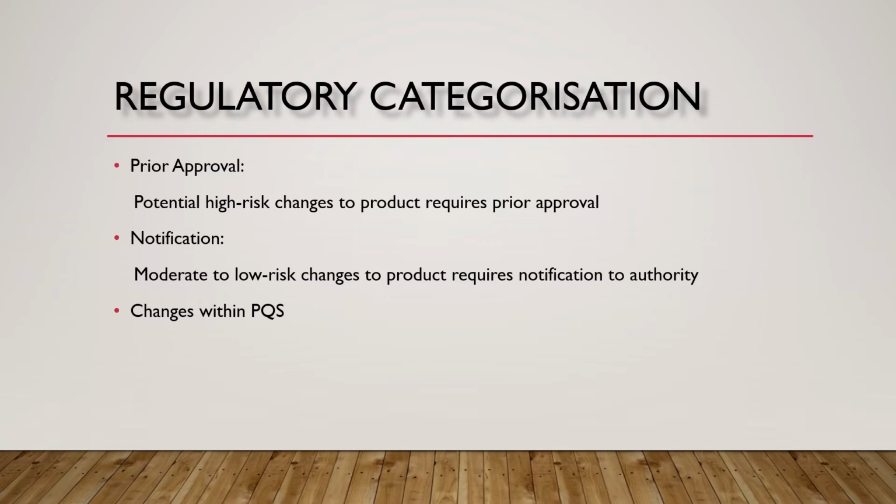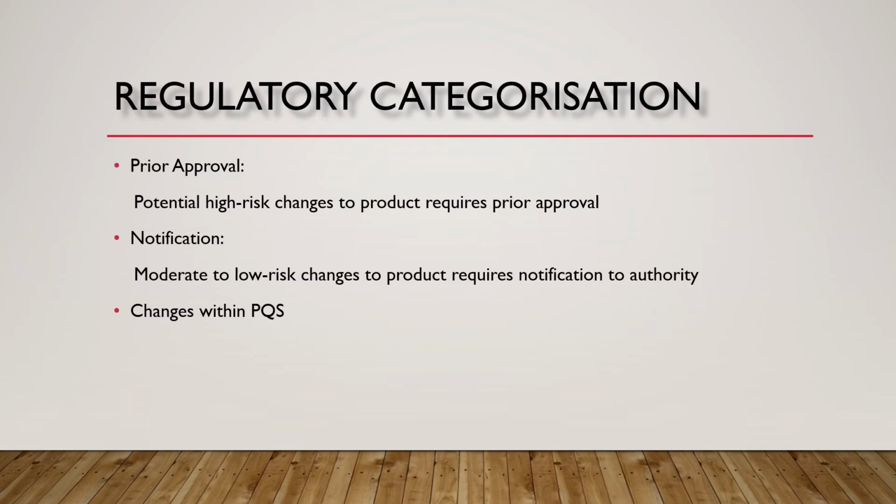Notification. Moderate to low risk changes to the product require notification to the authority. Moderate to low risk changes do not require prior approval and require less information to support them. These changes are communicated to the regulatory authority as a formal notification that takes place within a defined period of time before or after implementation, according to the regional requirement.